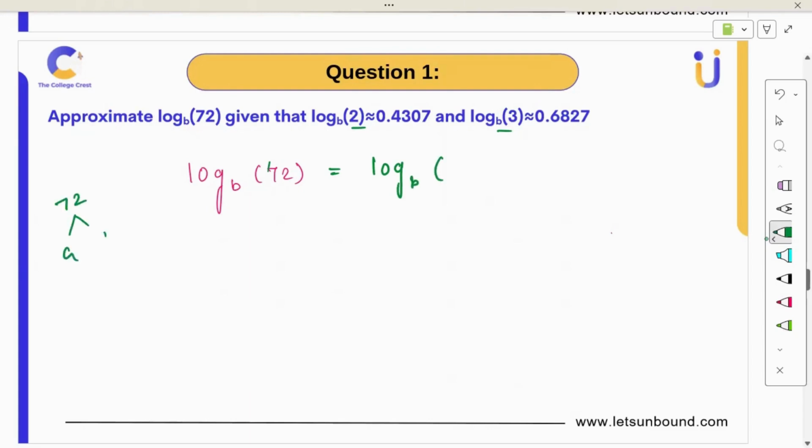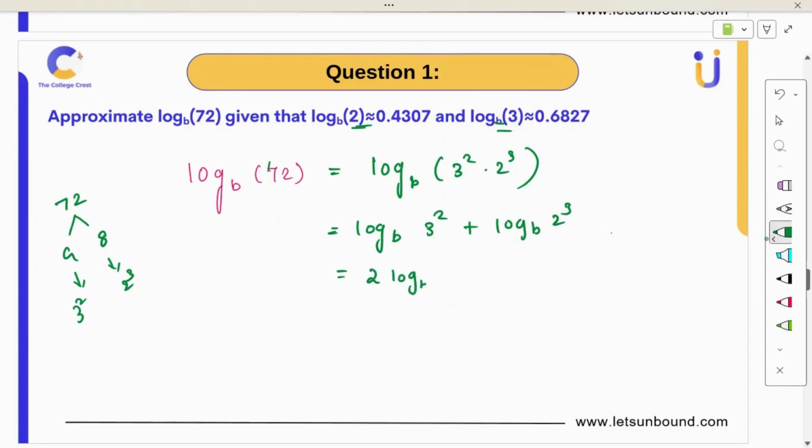72 can be written as 9 times 8. 9 can be written as 3 square, 8 as 2 cube. Why did I pick these? Because I have 2 and 3 to be connected. So 3 square and 2 cube. Now log is in product, so you can do log base b of 3 square plus log base b of 2 cube. Now it's 2 log base b of 3 plus 3 log base b of 2.